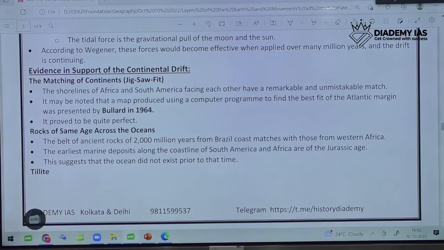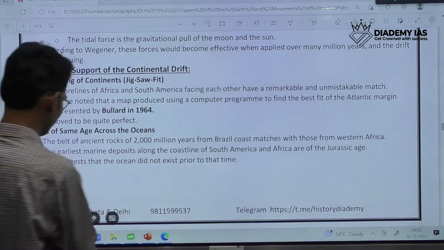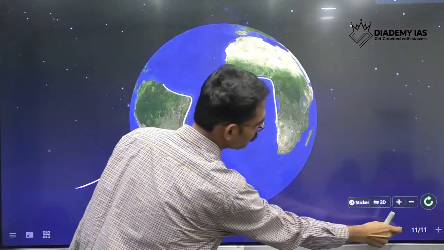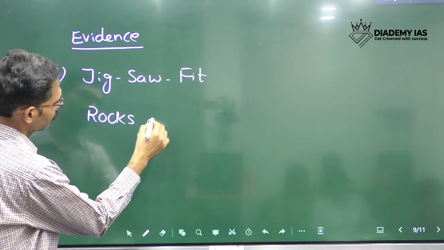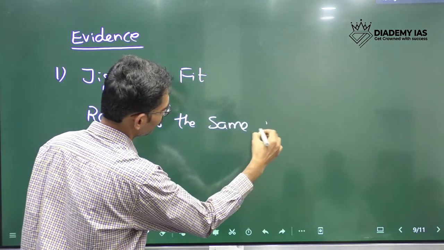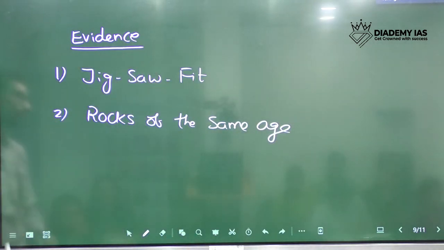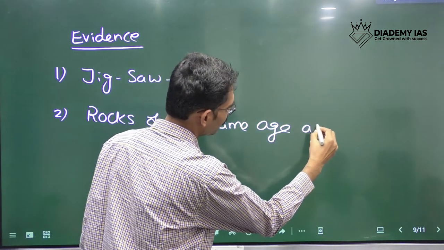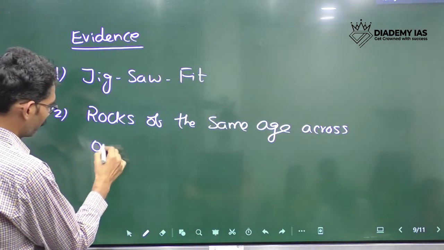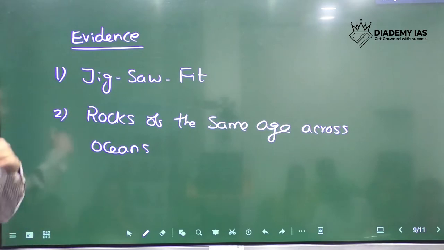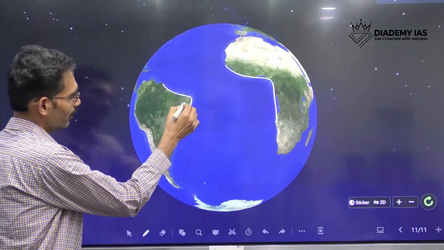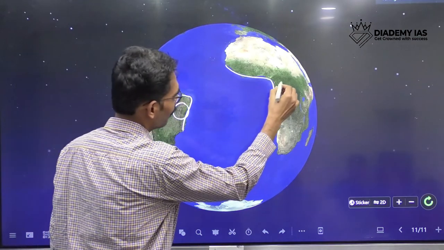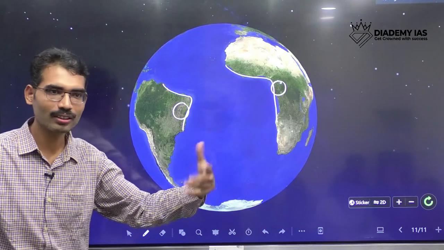Now the next evidence is rocks of the same age. Next heading, rocks of the same age. Now, where? Across oceans. Across oceans means the ocean on that side and this side have rocks which are of the same age. If you take some rocks in Brazil and some rocks here, it appears that both rocks were born at the same time.